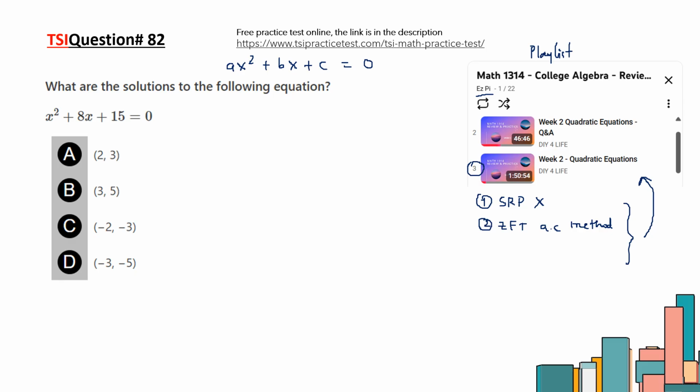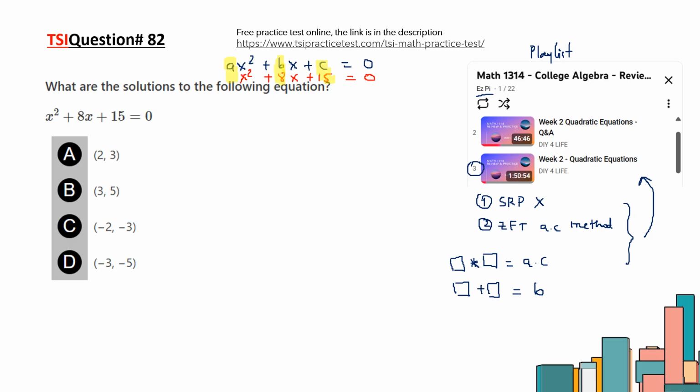The AC method says you have to find two numbers that multiply together to give A times C, and the same two numbers add up to give B. So in this case, let's try. We have x squared plus ax plus 15 equals 0. You see that it is similar, right? So now we just compare. What is our A? What is our B? And what is our C?